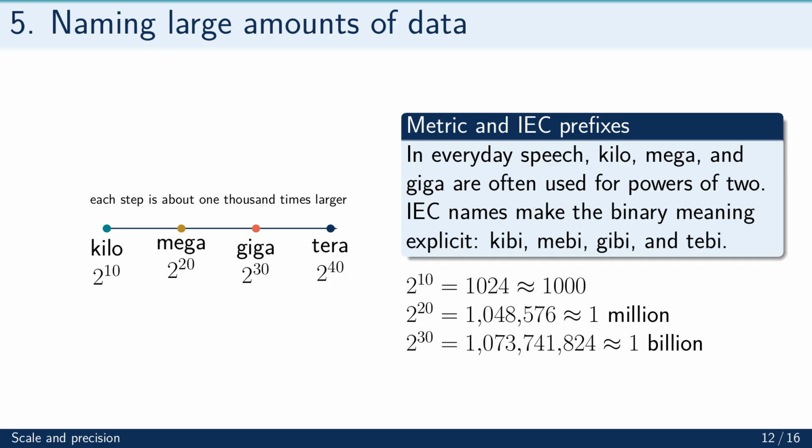Similarly, 2 to the 20th power is a little more than 1 million, and 2 to the 30th power is a little more than 1 billion. In everyday technology discussions, metric prefixes are often used informally for these binary quantities. The IEC prefixes kibi, mebi, gibi, and tebi make the powers of 2 meaning more explicit. These distinctions matter when comparing storage capacity, memory, and file sizes.